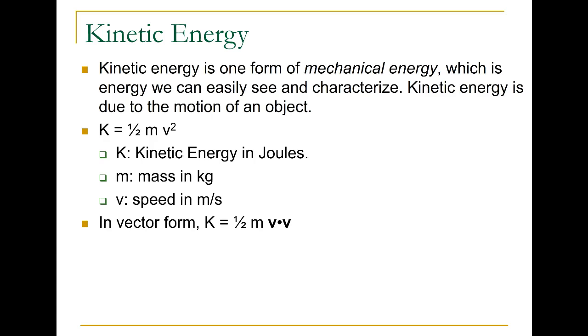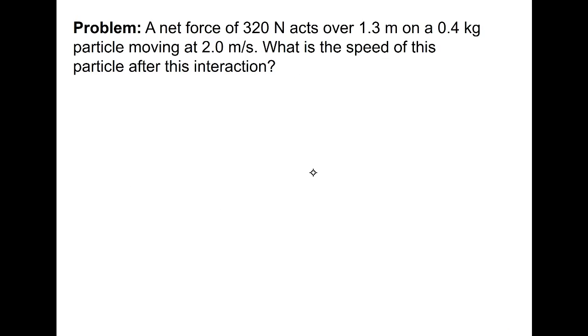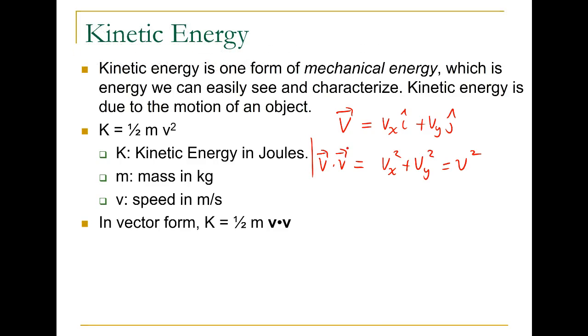Okay, and in vector form, you can write it as K is equal to 1/2 m v dot v. So just in two dimensions, v is vx i hat plus vy j hat. So v dot v is actually vx squared plus vy squared, which is v squared. So there you go. The magnitude of, I should say. Okay, so that's the magnitude of v dot v.